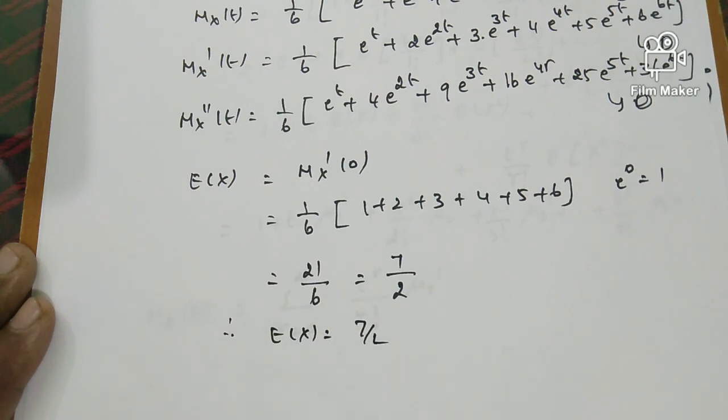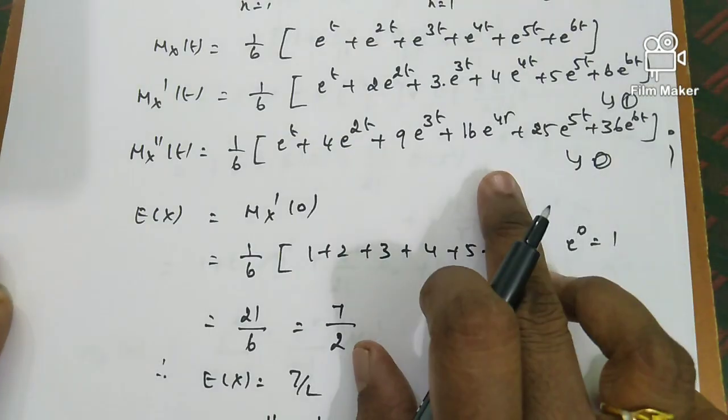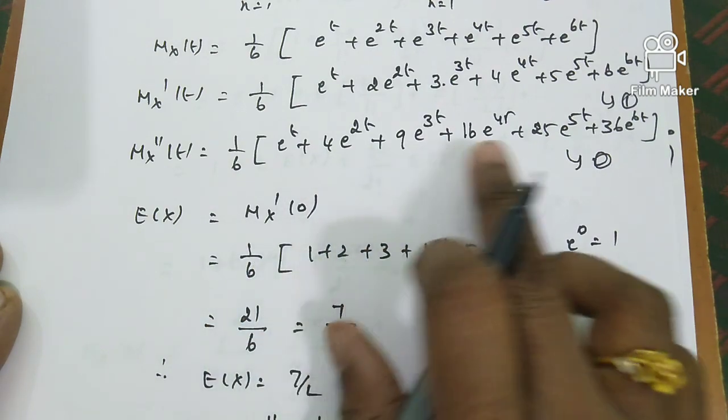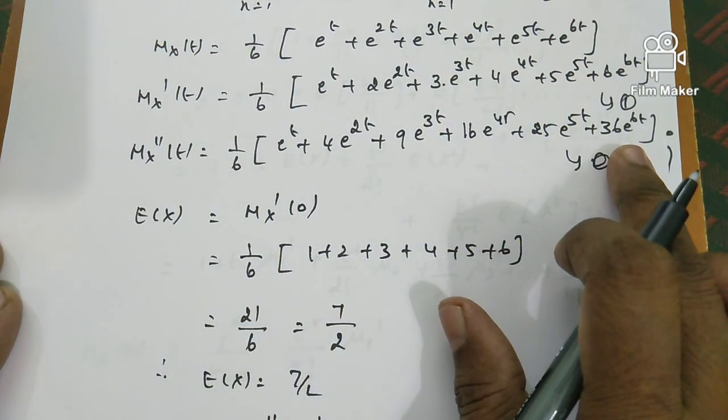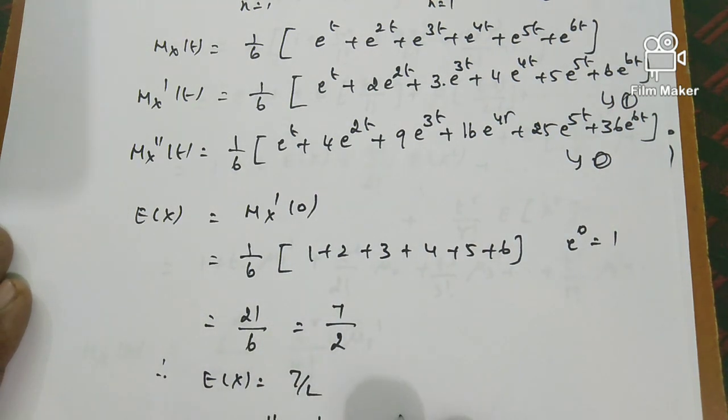Now we are going to find the variance. For that we know the result: E of x square minus E of x the whole square. We got only E of x, so we are supposed to find E of x square. That is E of x square equal to Mx double dash of 0. Already we got Mx double dash. In this one, put t equal to 0. This will become 1. 4 into 1, 9 into 1, 16 into 1, 25 into 1 plus 36 into 1, whole divided by 6. So we get 91 by 6. This is our E of x square.